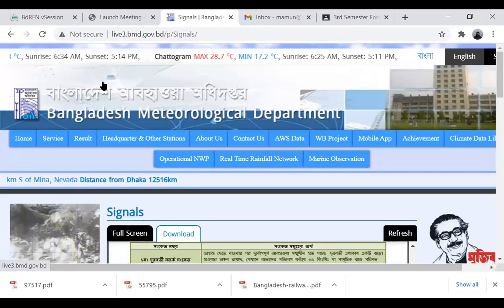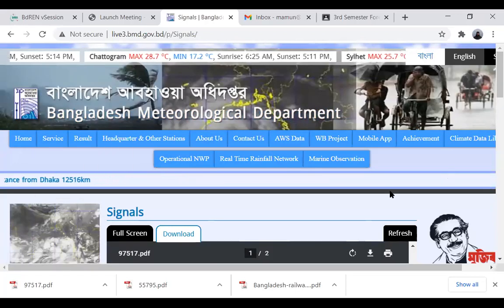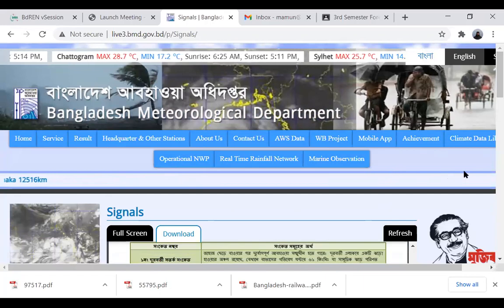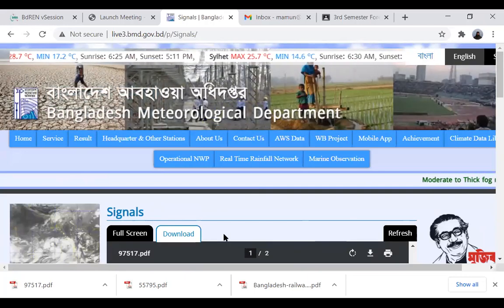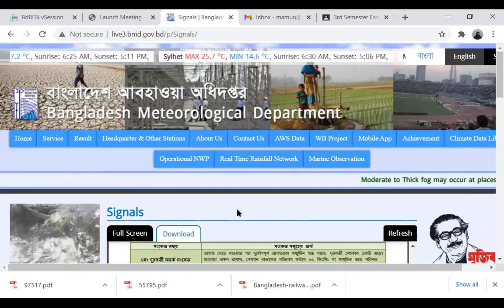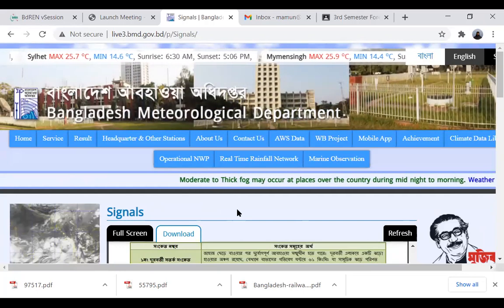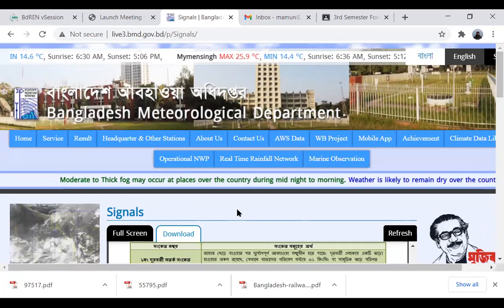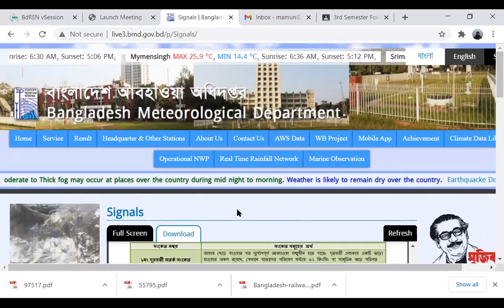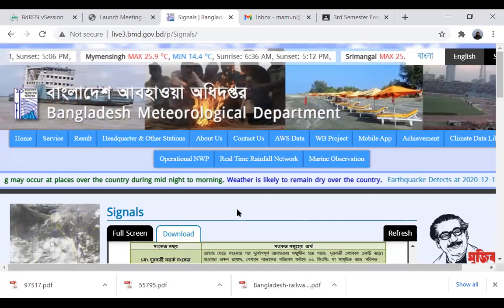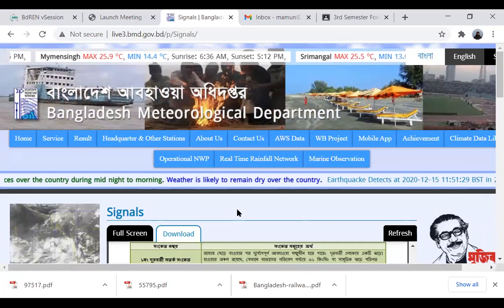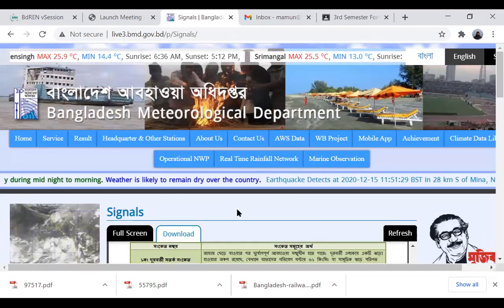So what I mean is that the Bangladesh Meteorological Department has very different sets of good information in here. But according to my observation, yes, they're actually giving a lot of good information on the website, but for the general mass, information should be presented in a very easy and well understood way so that the people could be interested.